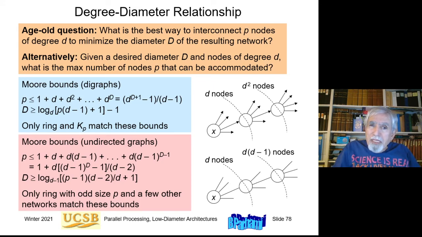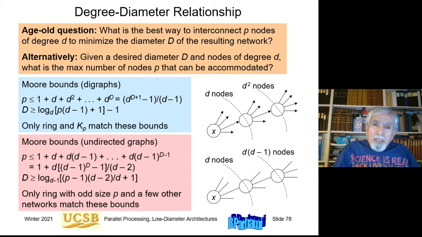Okay, alternatively, given the desired diameter D, let's say I want to have the diameter no more than 50. And again, I give you degree 4 nodes. Okay, what is the maximum number of such nodes that you can interconnect without the diameter exceeding the bound that I gave you, 50? Both of these problems are open problems in general, and people are still investigating them and coming up with partial results. The problems are still unsolved.